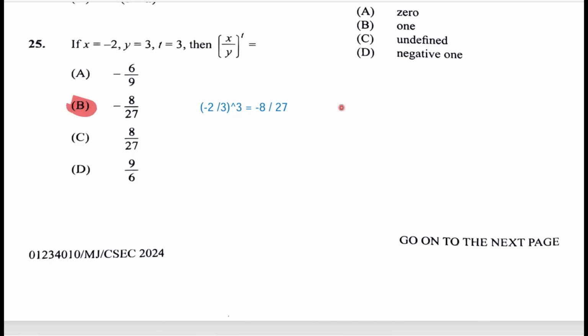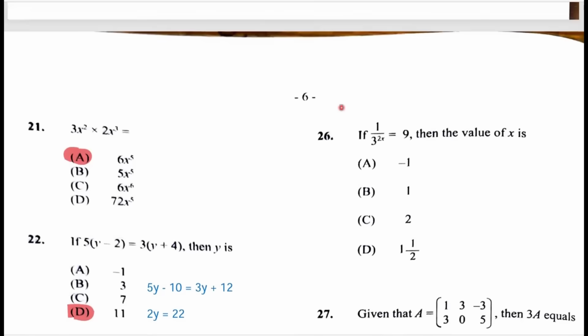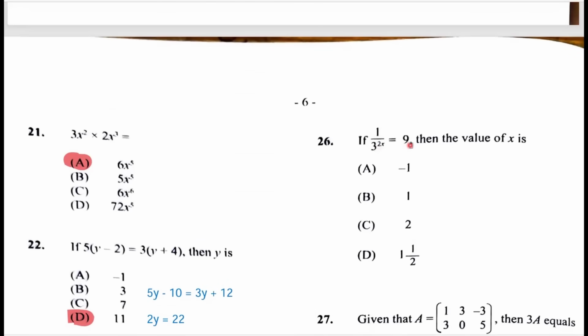Again, we're going rapid response tonight. 26, 1 over 3 to the power 2x is 9. Value of x is, this one I may have to do though. If I put the 3 on top with the power, you get 3 to the power minus 2x because, you know, you're trying to put it on top to get rid of the reciprocal. You have to put a minus sign. 9 is like 3 squared.